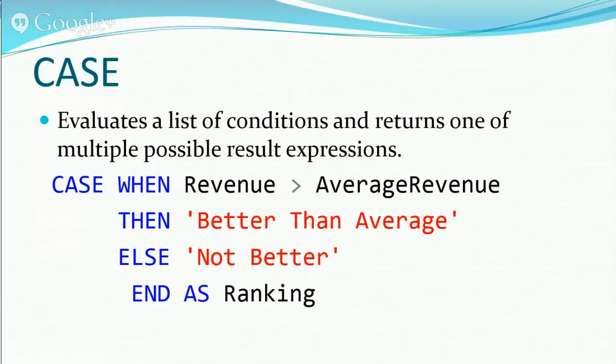In this one, it's more like an if statement actually, where we're saying case when revenue is greater than average revenue, then do this, else do that, and end. In this case, it really is an if statement that's being run as a case. And there are two different ways you can format it. One is just the when and then and an else.